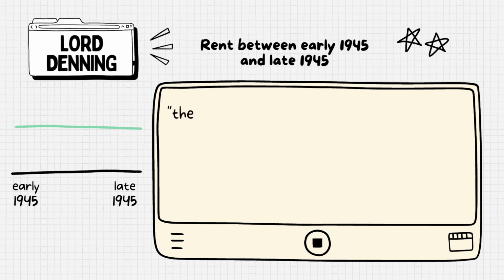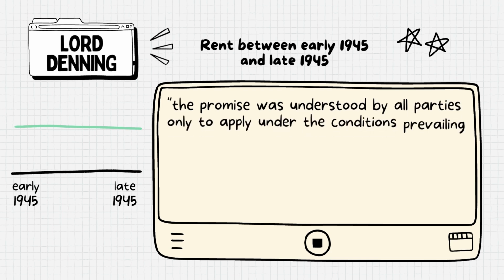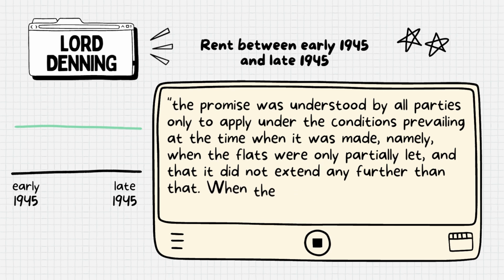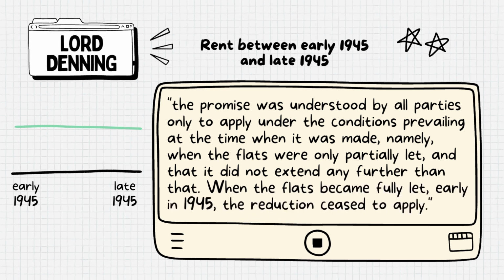The reasoning that Lord Denning gave was that the promise was understood by all parties only to apply under the conditions prevailing at the time when it was made, namely when the flats were only partially let, and that it did not extend any further than that. When the flats became fully let in early 1945, the reduction ceased to apply.